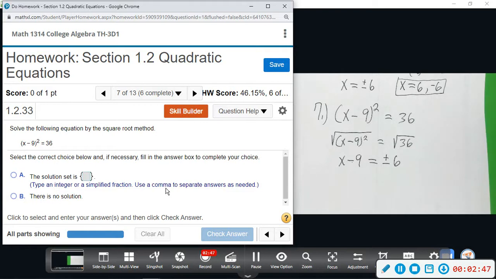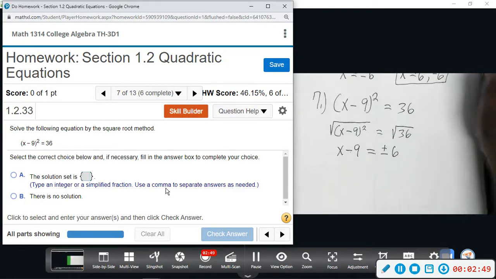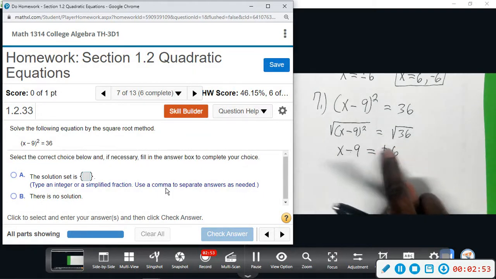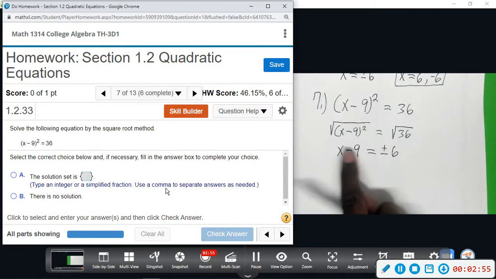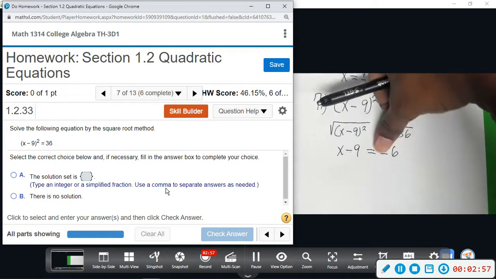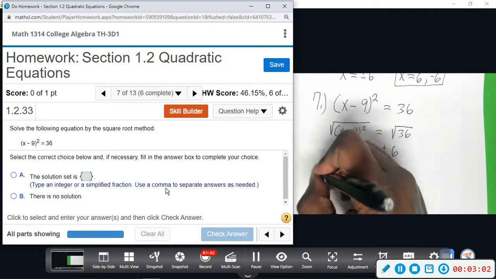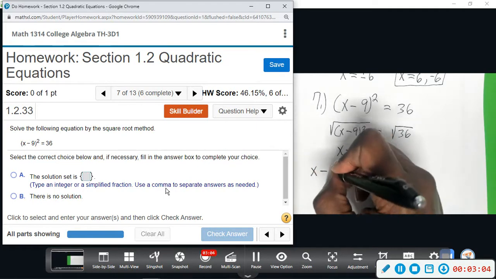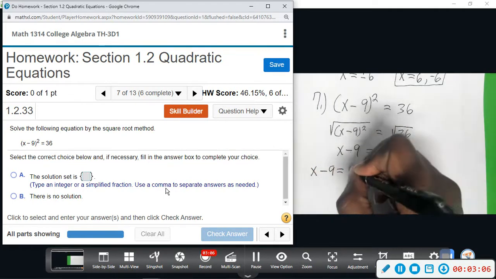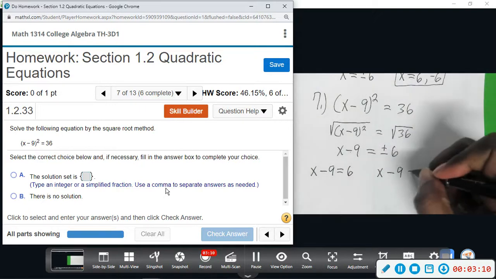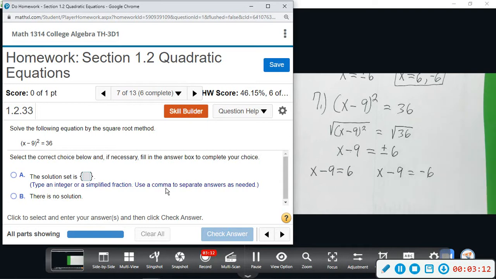So how do we solve this? We're going to solve this problem twice. We're going to do x minus 9 equals positive 6, and then we're going to do x minus 9 equals negative 6. We've got to do it twice, because we have two possible answers. So x minus 9 equals 6, and then x minus 9 equals negative 6. You have to do both.